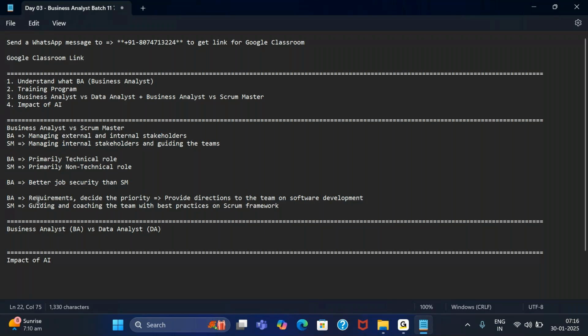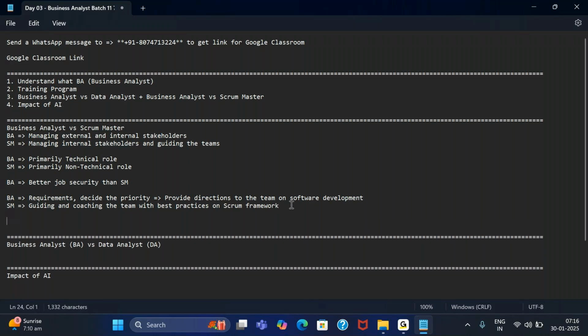Now mostly people get confused because both BA and Scrum Master are non-coding jobs. Because both are non-coding jobs, people often get confused, thinking that both are more or less the same thing. But that's not the case. Just because the basic attribute of non-coding is the same between the two roles doesn't mean the two roles are the same.